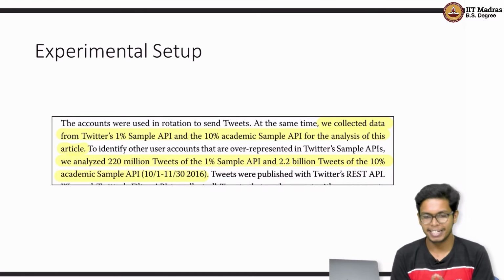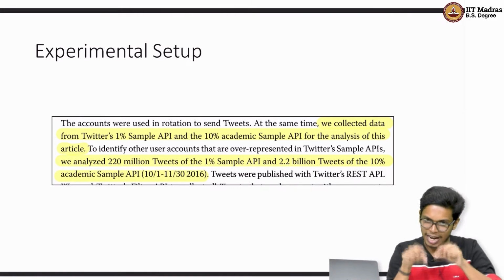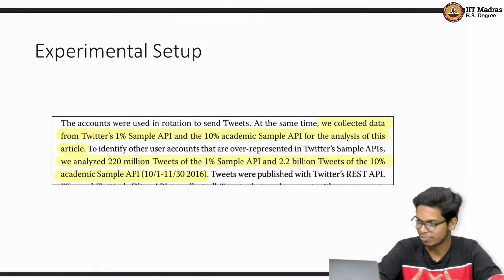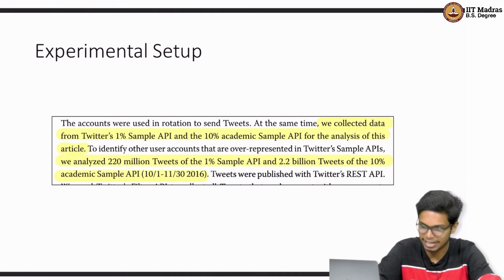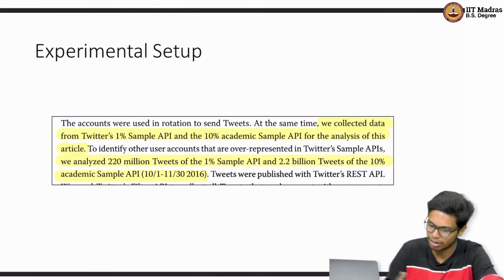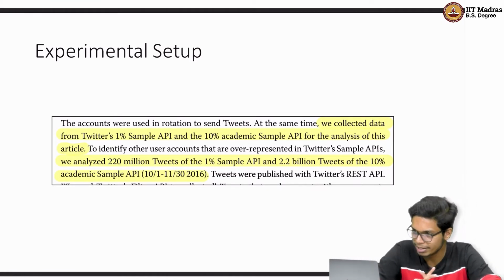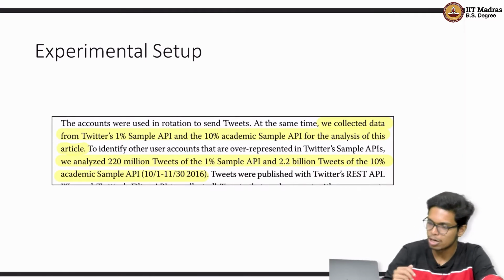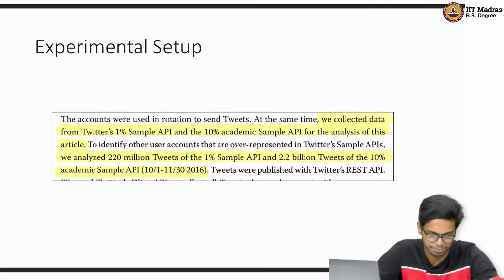Now that you know that any tweet that you send at a specific timestamp with millisecond precision has an 80% or very high chance to get selected in the 1% sample API, it's very easy for scammers or manipulators to tamper with this sampling API, and in turn hamper all of our research findings or observations that we do in all of our projects. So the authors collected around 220 million tweets from the 1% API sample and 2.2 billion tweets from the 10% sample API, again spanning October to November 2016.